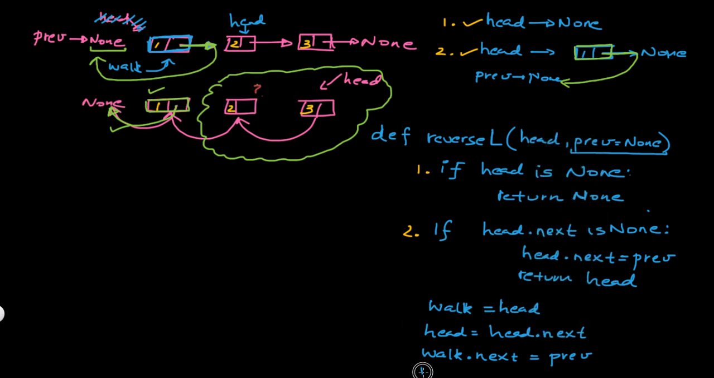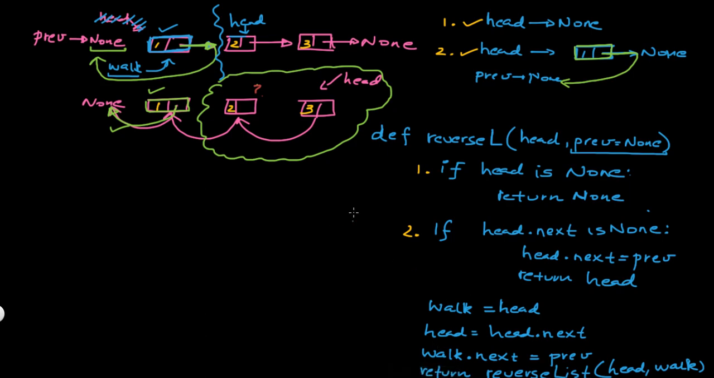I'm just going to call my function again, reverse list. I'm just going to say reverse list on whatever is remaining. What is remaining here? Well, if this piece has been taken care of, what remains is this piece of the linked list, which is being referred to by head. So I'm going to pass in my first parameter, head. What is the second parameter going to be? The second parameter over here is previous. What is previous here? What is that pointer that happens to point at one node before head? The pointer that happens to point at one node before head in this case is actually walk. I'm going to pass in walk there.